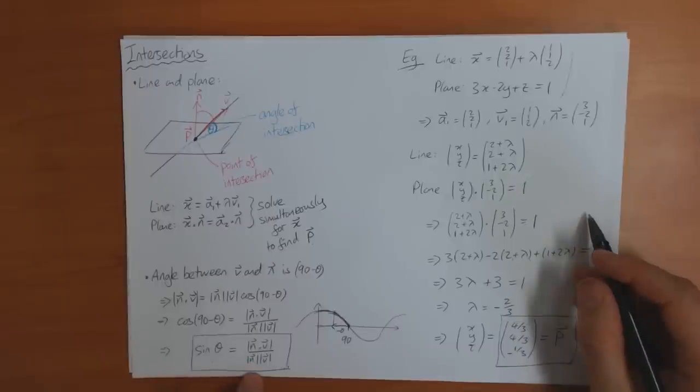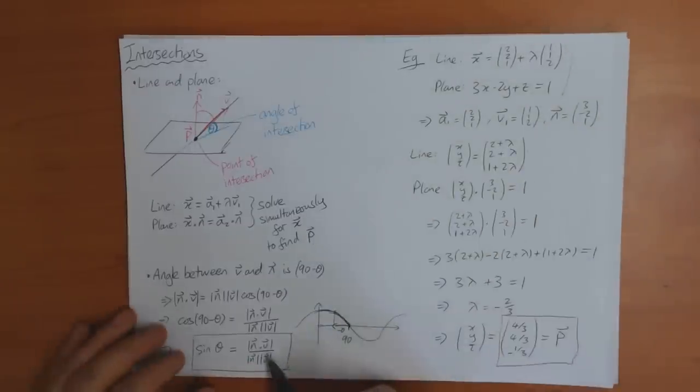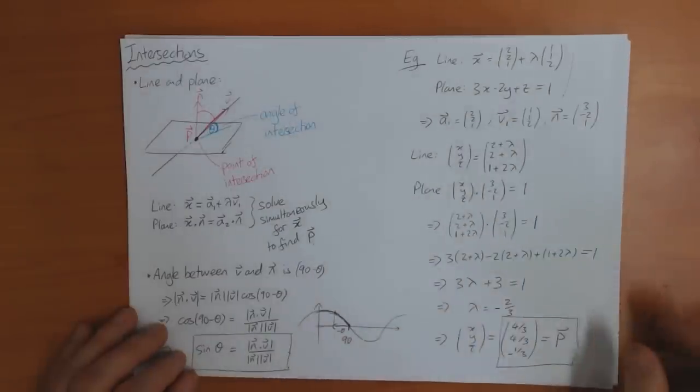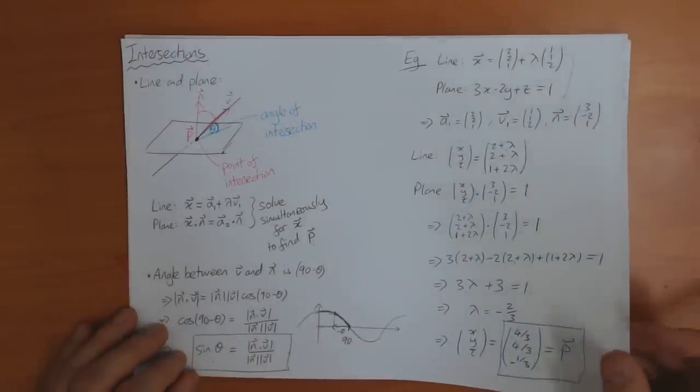Next we have to find the angle of intersection. You can do that using this formula. So I've done it. Here's V, here's N. Just put it in this formula to find theta. I don't think I need to do that for you.